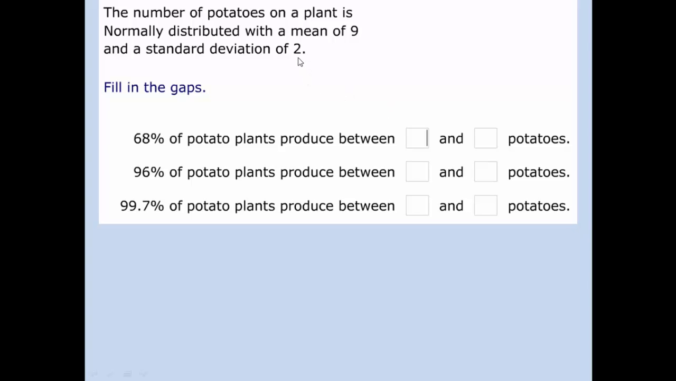Well, if 1 standard deviation is 2, that means 1 standard deviation below the mean would be 7 potatoes, 2 potatoes below the mean, and 1 standard deviation above 11. So we would have here between 7 and 11 potatoes are produced in 68% of the plants. 96% of the plants, or 2 standard deviations, would be 4, wouldn't it? So we'd have between 5 and 13 potatoes, and then 3 standard deviations, 6, so that would take us between 3 and 15 potatoes.